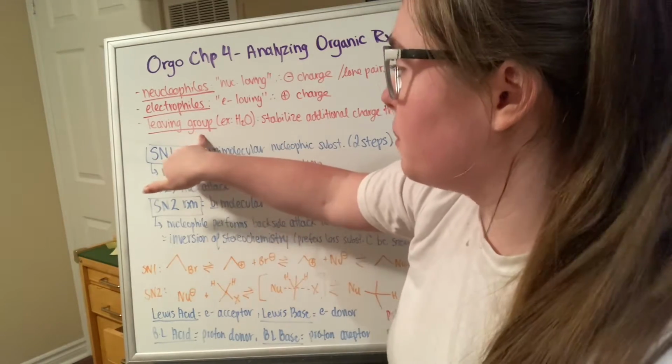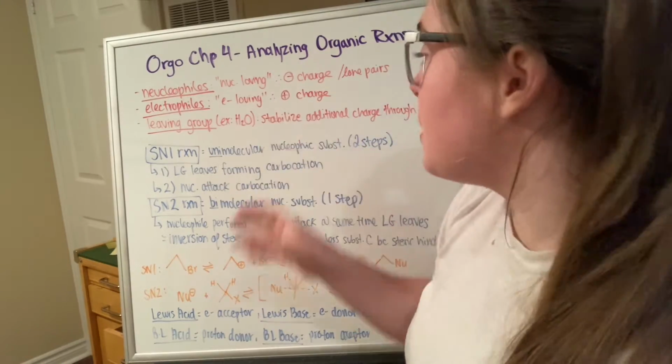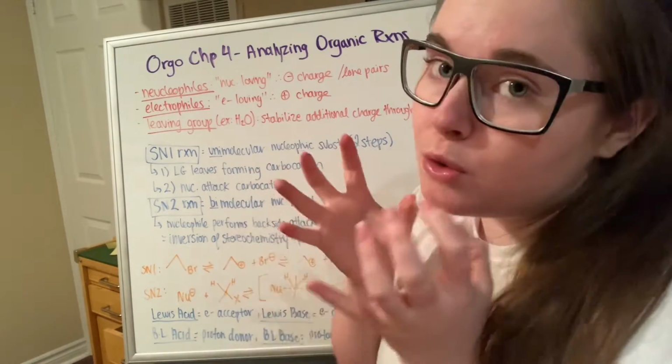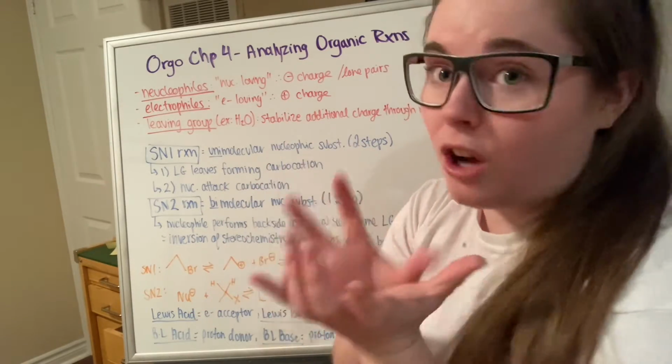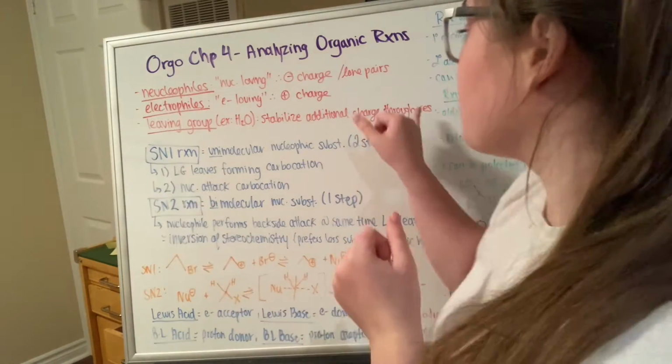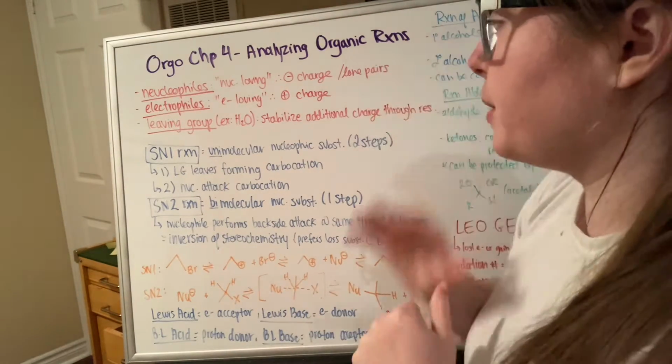And then we have a leaving group, for example, H2O. And when a leaving group leaves, the rest of the molecule is able to stabilize the additional charge that is taken on when that leaving group leaves through resonance. So those are just some important words to know.